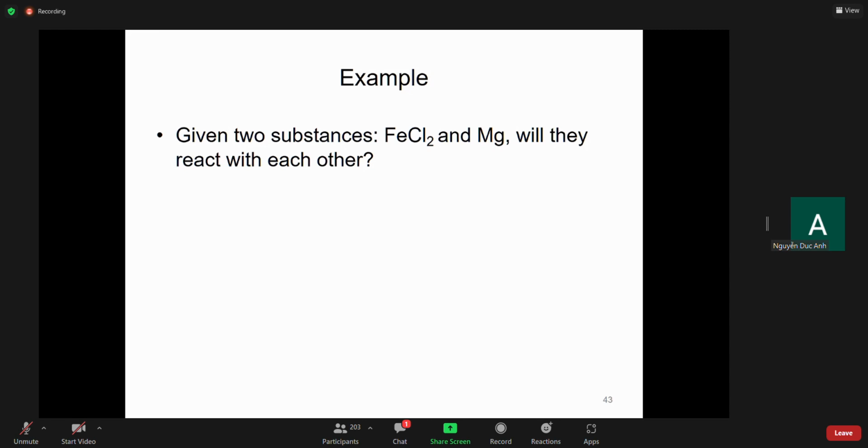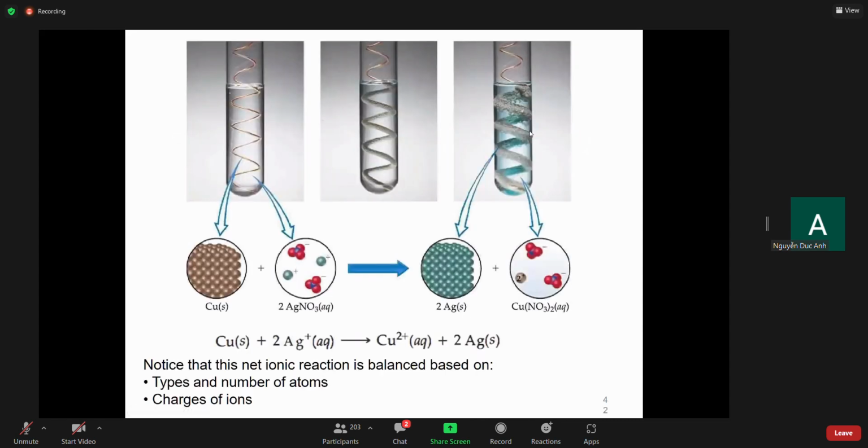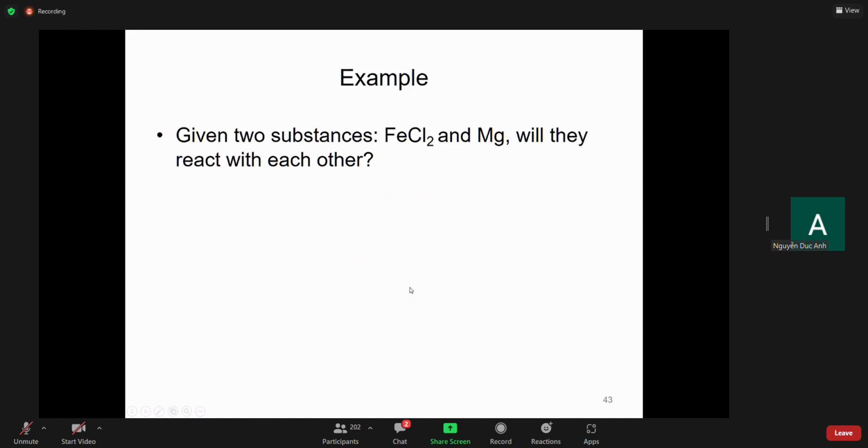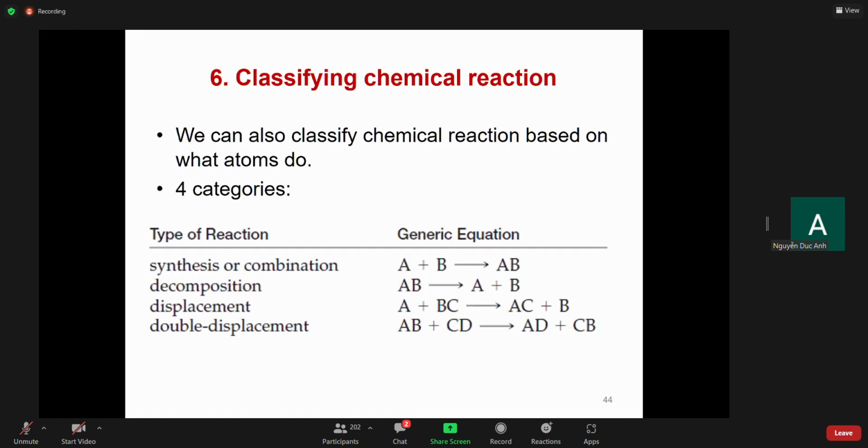So let's use the activity series. When we use the activity series, this can help you answer this question very simply, right? You have two substances, iron chloride and magnesium. Will they react together? Of course, yes, because magnesium is more reactive than iron. Let's open the activity series, and you will get the answer. Very simple.